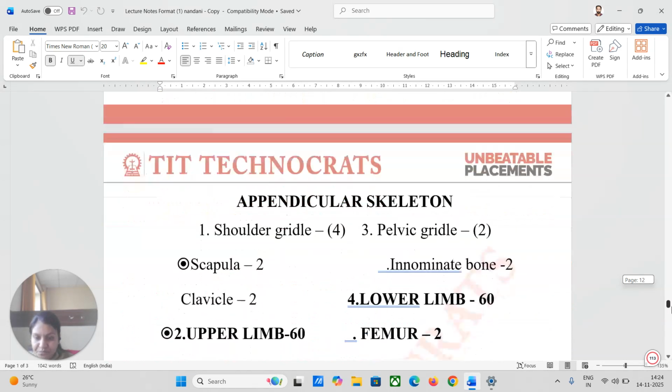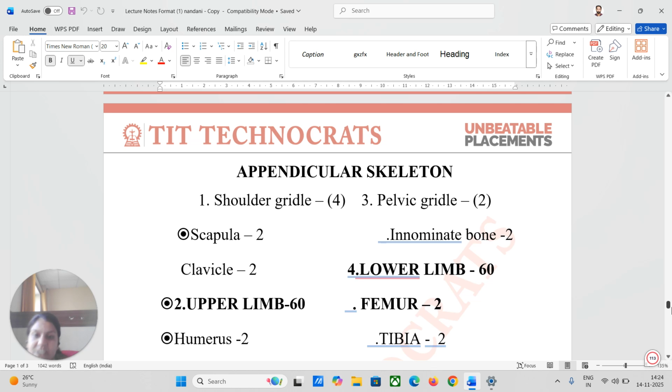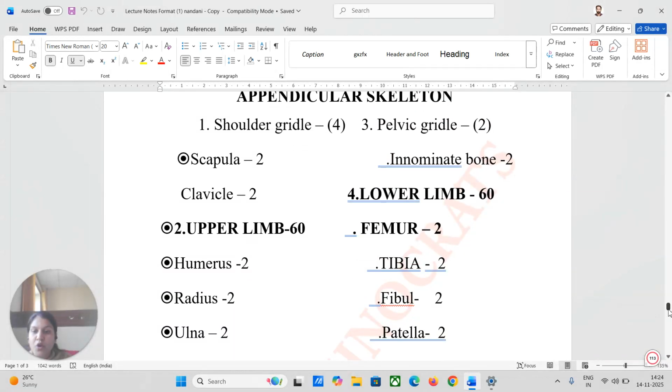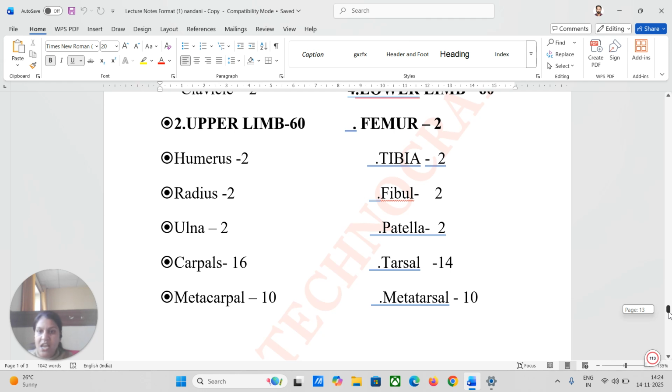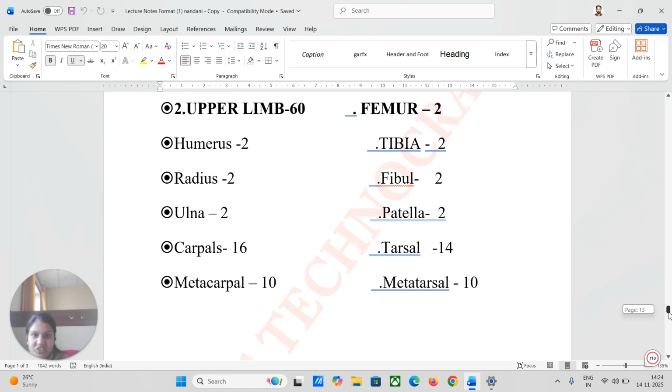Okay. Next, the appendicular skeletal system is divided into 2 parts: the shoulder girdles and the pelvic girdles. The shoulder girdles have 2 scapulae and 2 clavicles. The pelvic girdles have 2 innominate bones. Then the upper limb has 2 humerus, 2 radius, 2 ulna, 16 carpals, and 10 metacarpals, then 28 phalanges. The lower limb has 2 femur, 2 tibia, 2 fibula, 2 patella, 14 tarsals, 10 metatarsals, and 28 phalanges. Thank you.